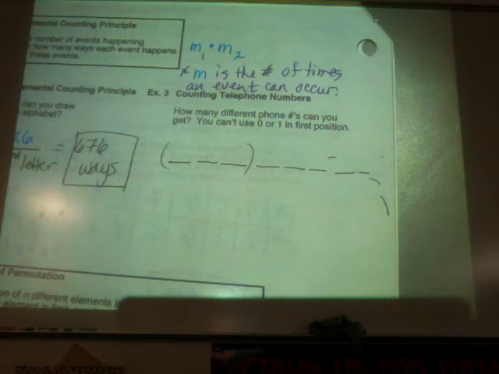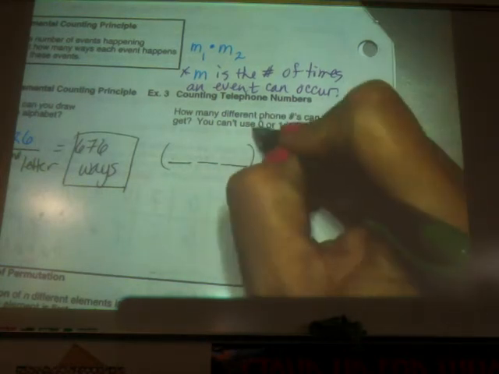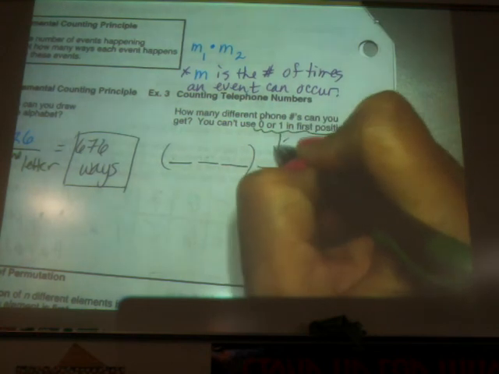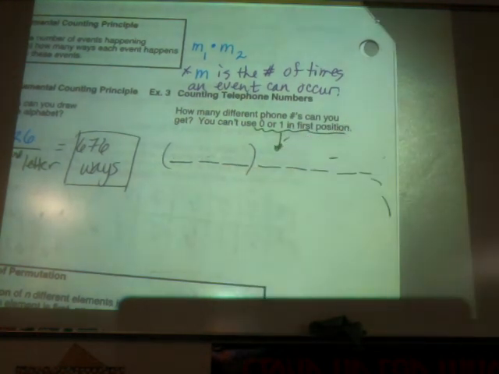If I can't use, they're assuming the 1 or the 0 in the first position is this right there, not your area code. I'm not a real traveler of phone numbers and area codes. I don't know if there's an area code that starts with a 1. I doubt it. Why? What are ones and zeros used for? Anybody know anybody?